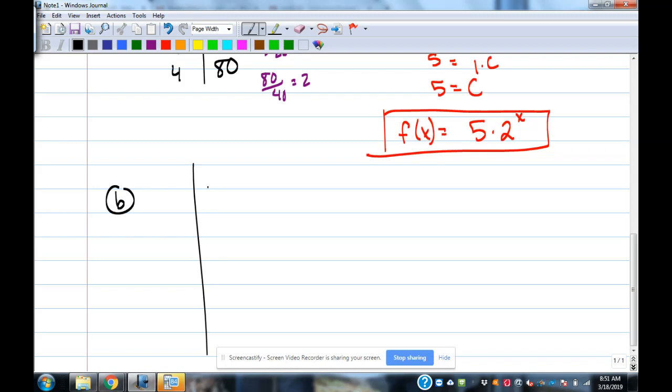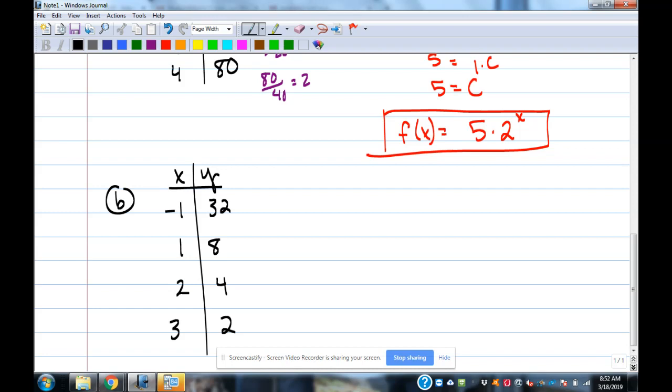Let's look at another set of ordered pairs. Let's say -1, 32, 1, 8, 2, 4, 3, 2. If this one is exponential, what do we expect it to be, growth or decay? Why? Smaller. Y values are getting smaller as x is getting bigger. So we think this is decay if it is exponential.